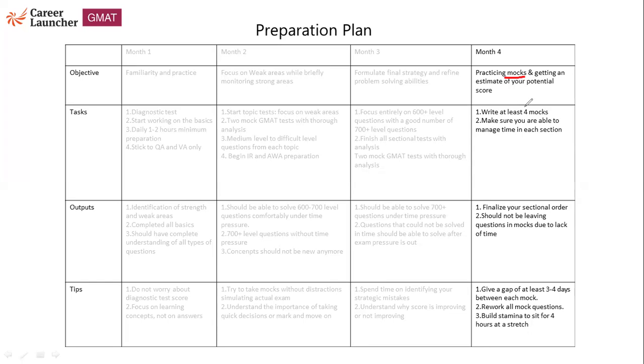Give mocks. A lot of time it happens that there is a stagnation in the score. Why? Because the fifth mock has almost the same score as the first. Why is it so? Because the analysis of the first was not done carefully. It is going to be adaptive. Similar types of mistakes, or the same level of mistakes which were there in the first, are there in the fifth.